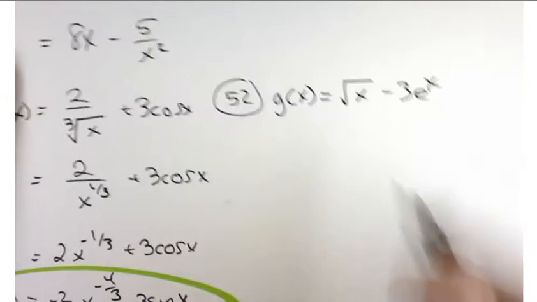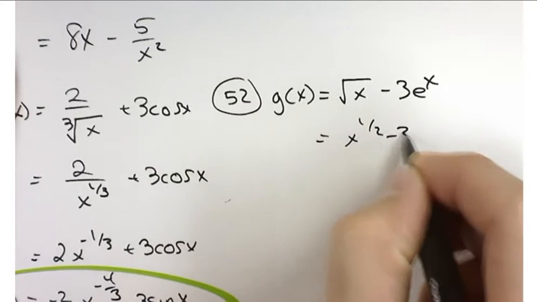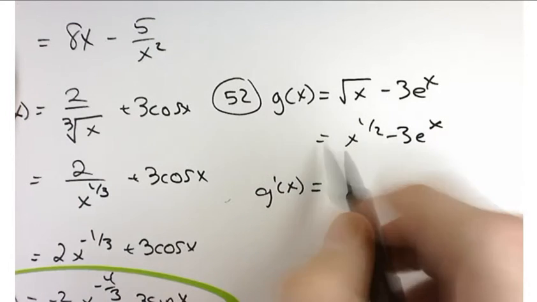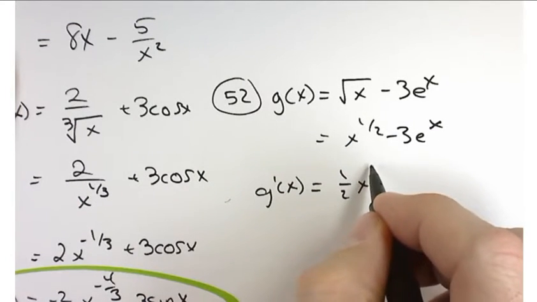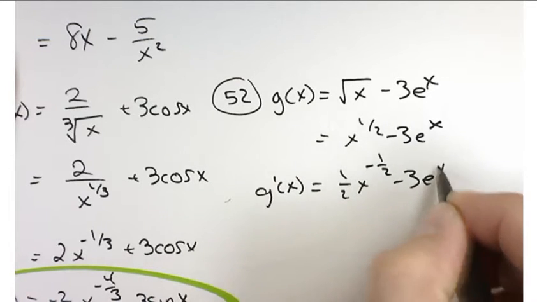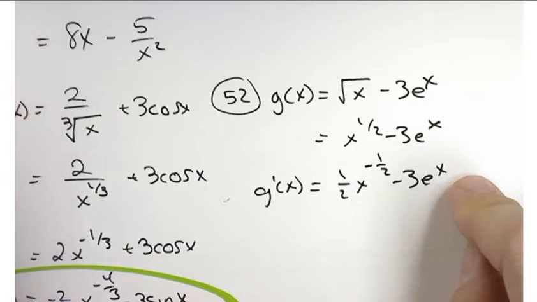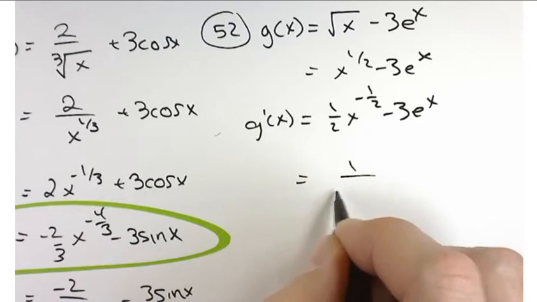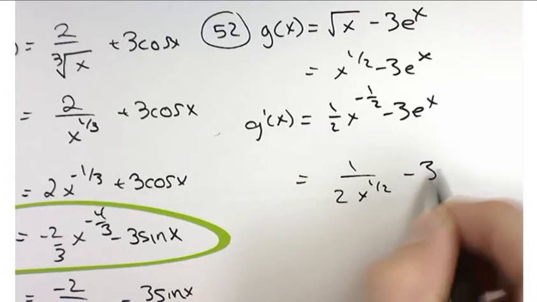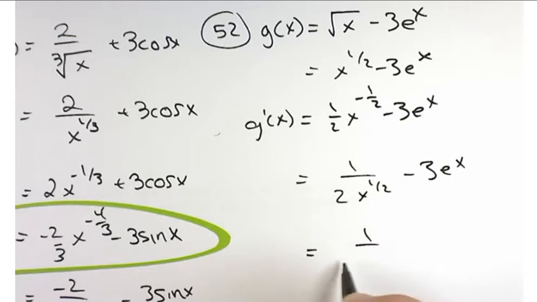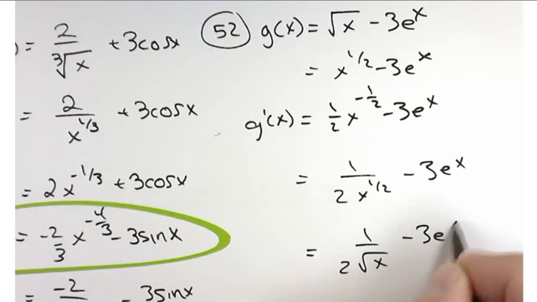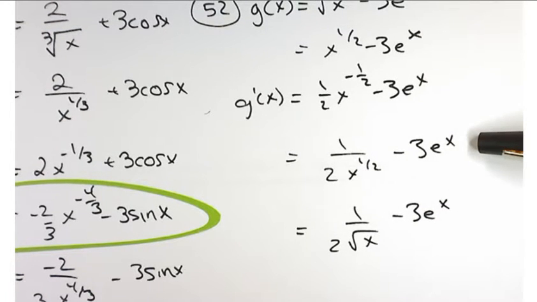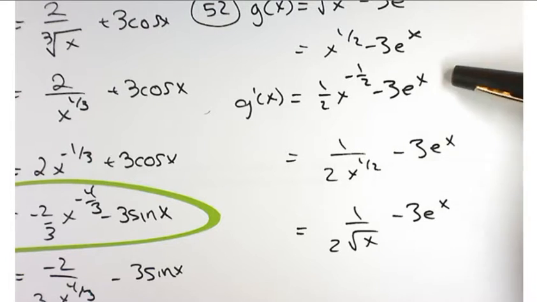For problem 52, that's x to the 1/2 minus 3e to the x. Same kind of game. G prime of x. The 1/2 comes out in front. Subtract 1. Gives me a minus 1/2. Derivative of e to the x is just e to the x, so this part doesn't change. If I do what I did in the last one, that'd be 2 over x to the 1/2 power minus 3e to the x, or 1 over 2 square roots of x minus 3e to the x. So again, all three of these are acceptable. I kind of regard this as being a transition step to this, but any of these is fine.